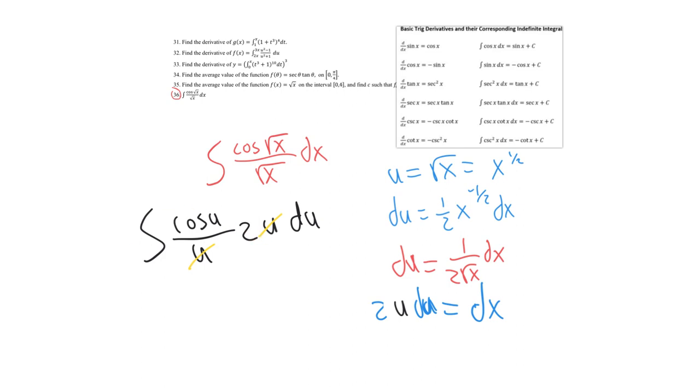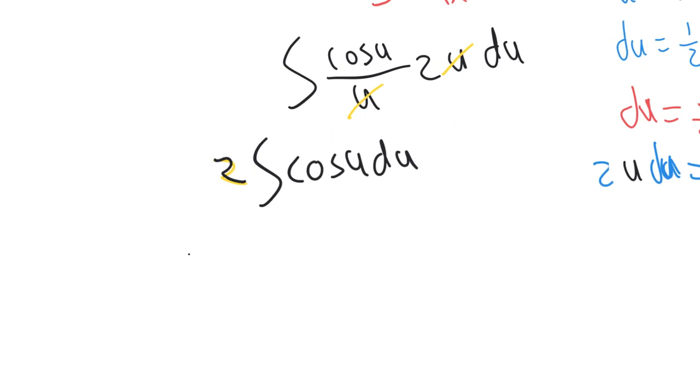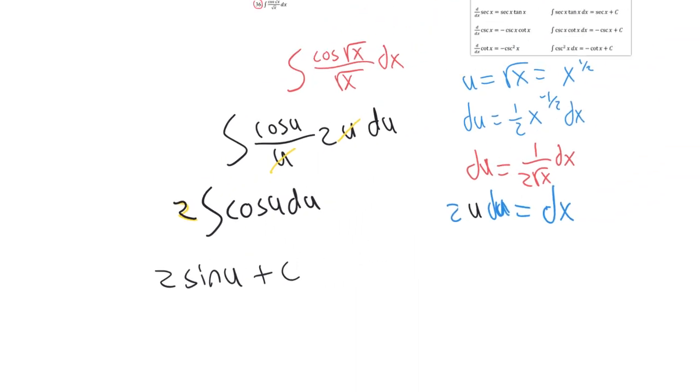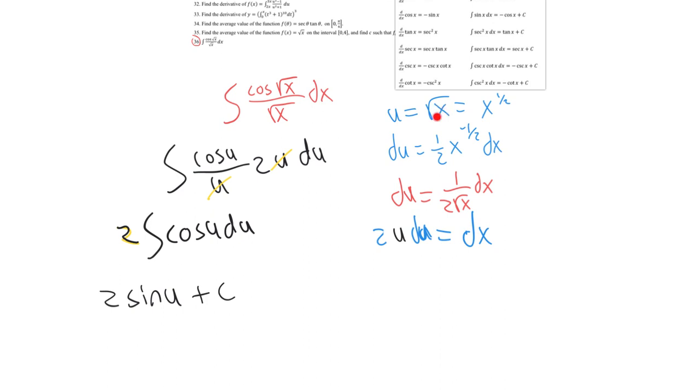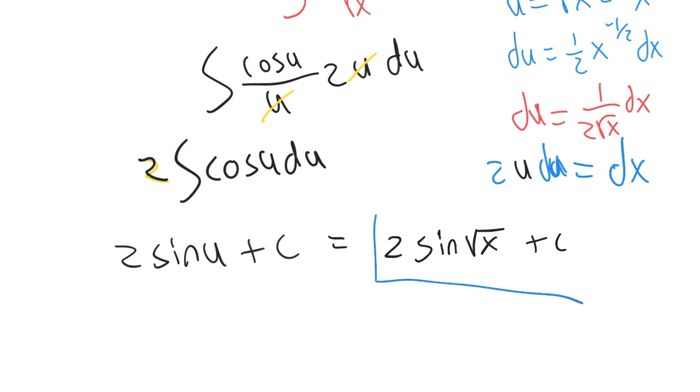So this 2 could now go on the outside. The truth is it's going to be 2 cosine u du. And the integral of cosine, according to our chart, is just sine. So this is going to turn into 2 times sine u plus c. But we already established what u is. u is radical x. So it's equal to 2 sine radical x plus c. So that is the answer.